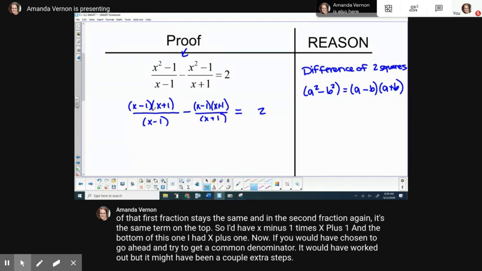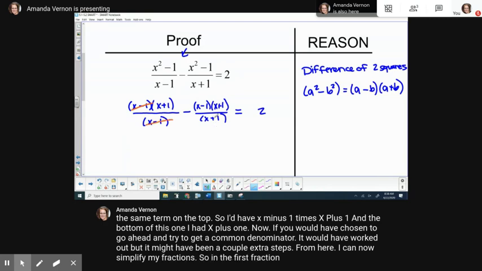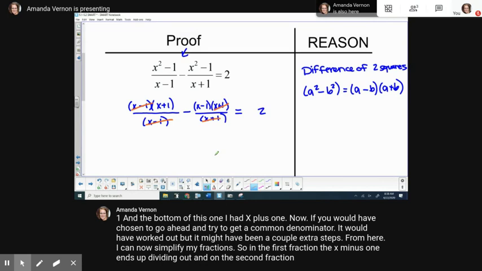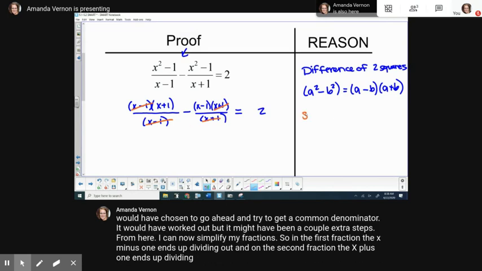From here, I can now simplify my fractions. So on the first fraction, the x minus 1 ends up dividing out, and on the second fraction, the x plus 1 ends up dividing out. So in that reasoning, I'm just simplifying.